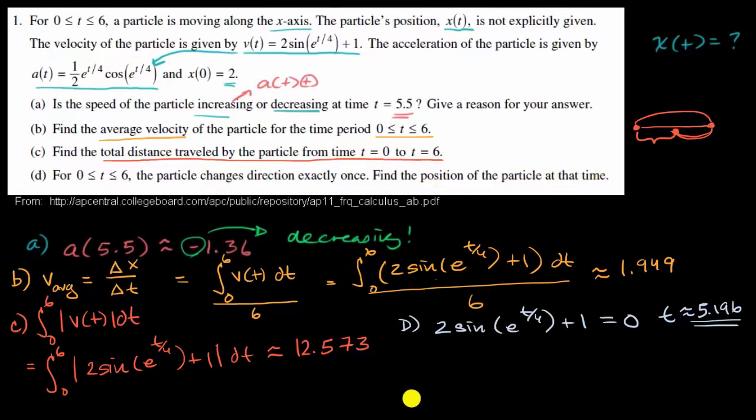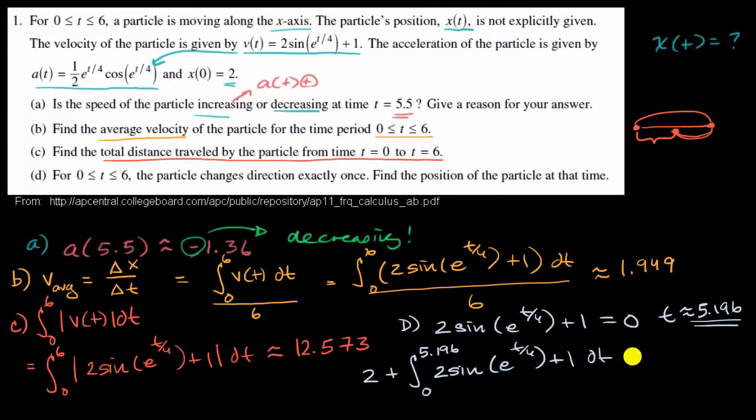Well, we know how to find our change in position. Our change in position is going to be our displacement from time equals 0 to time 5.196. And for the displacement, we're integrating the velocity function. So that's going to be the integral of 2 sine of e to the t over 4 plus 1 dt. Now this is going to be our change in position. But where did we start? Well, they say at time 0 our position was 2. So if this is our change, we would start here.